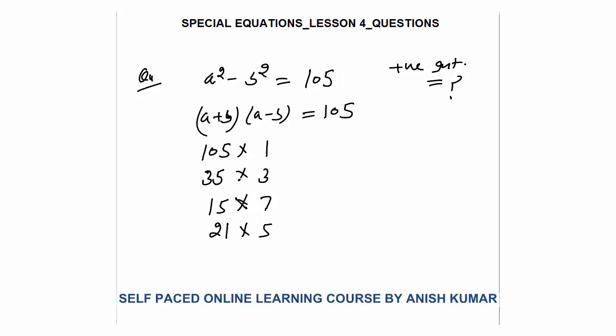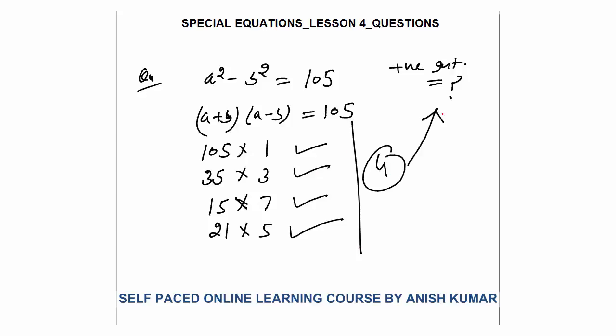A plus b will be larger. Now both must have the same parity. Both are odd, in all four cases. So there are 4 valid solutions. So the answer is 4. 4 positive integer solutions are there for a square minus b square equals 105.